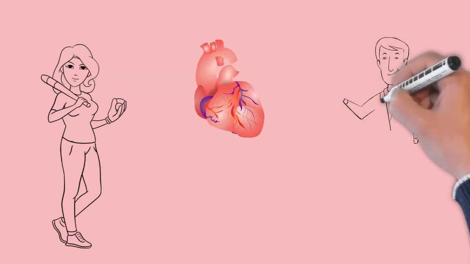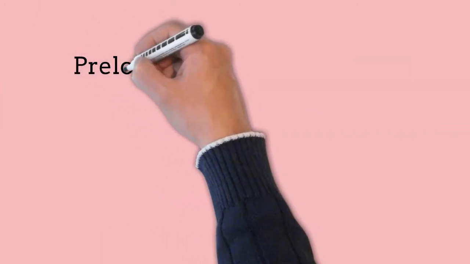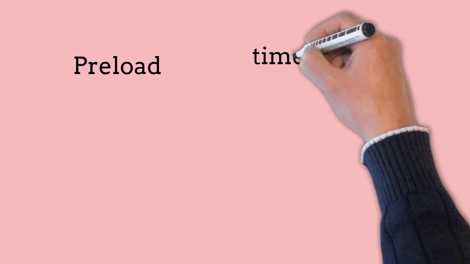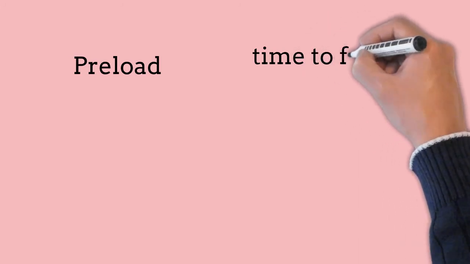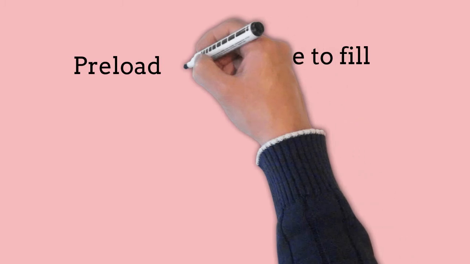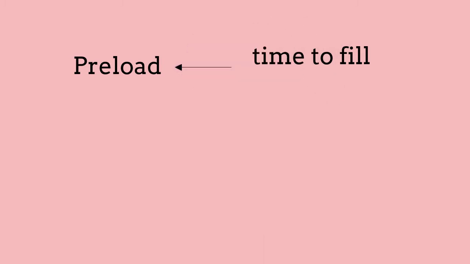Preload refers to the filling pressure of the atria at the end of diastole, when the ventricles are at their fullest. A main factor is how long it takes the ventricles to fill. If the ventricles contract more frequently, then there is less time to fill, and the preload will be less. Preload can also be affected by a person's blood volume.